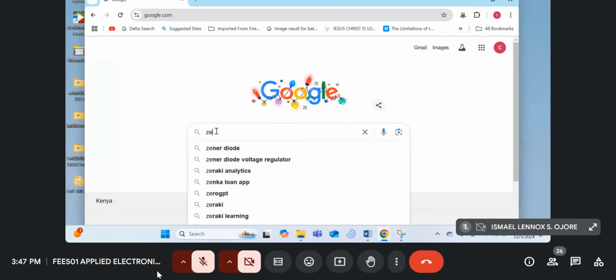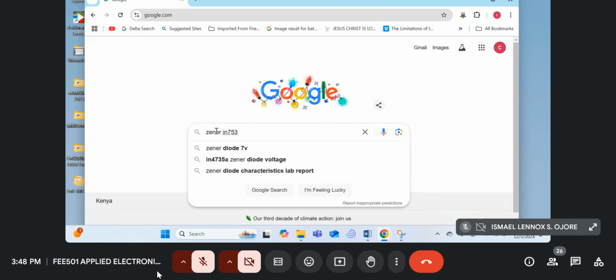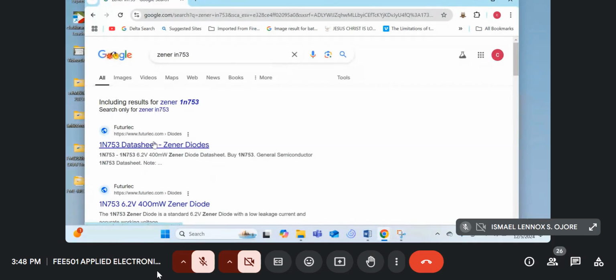So when the Zener, IN753, this is 6.2. So you write down: it is a 6.2 volts, 400 milliwatt Zener.